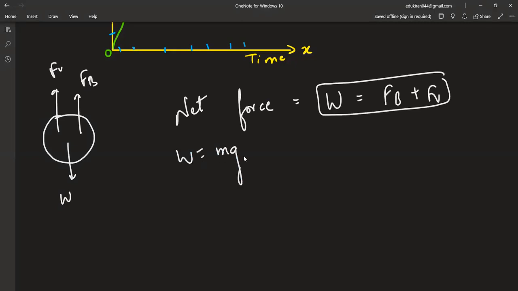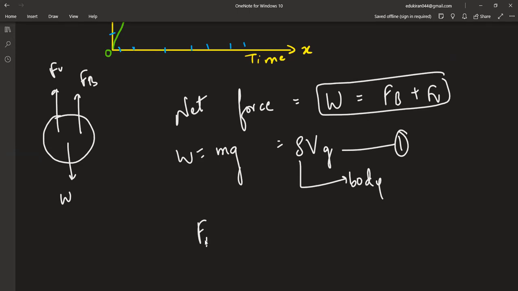What is the weight? Weight is mass into acceleration due to gravity. How can you write mass? Density into volume, into acceleration due to gravity. Density means density of the body. So this is your first equation. We'll just put all the values. What is W? What is FB? What is FV? So W we have achieved.